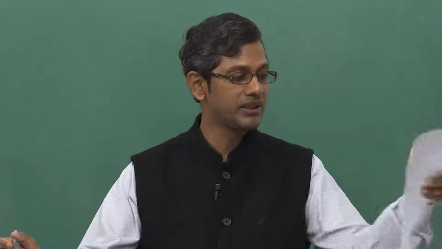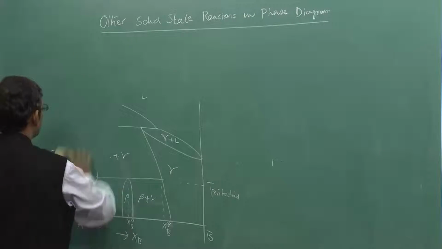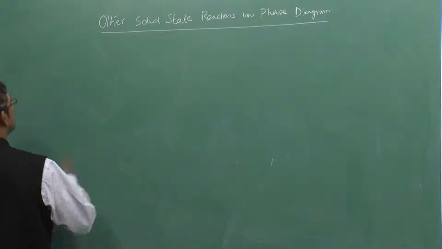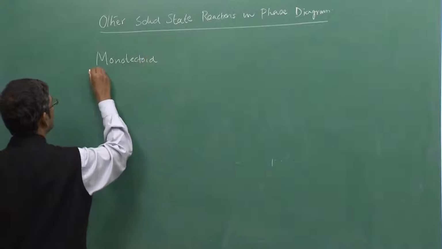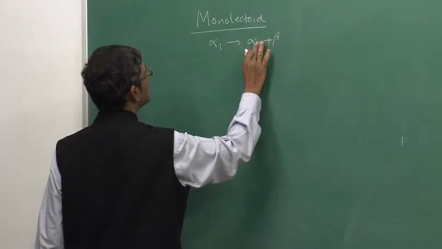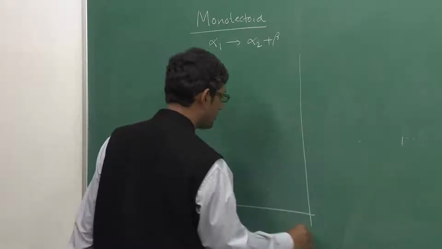Now I am going to move into the second one, that is the monotectoid reactions. As you know, the monotectoid reaction is basically the solid state variation of the monotectic reaction, and let us do that here first on the board. One reaction which is exemplary is this: alpha 1 going to alpha 2 plus beta. So, the phase diagram where this can be observed looks like this.